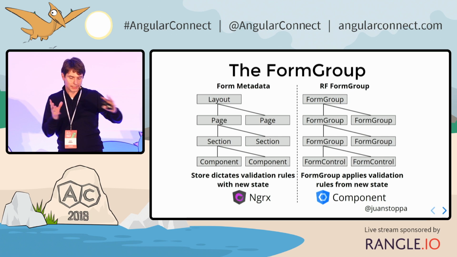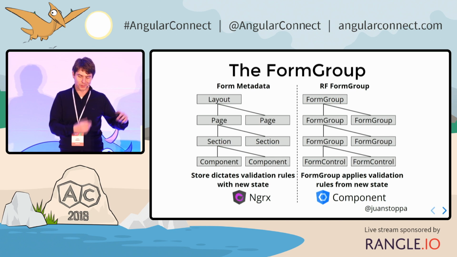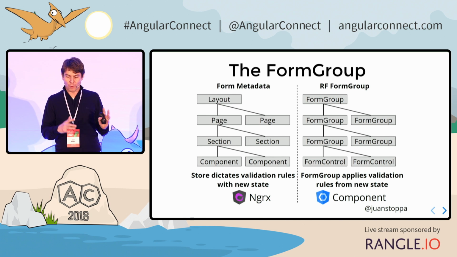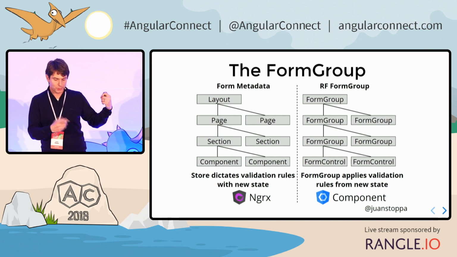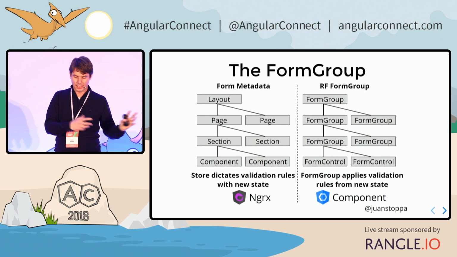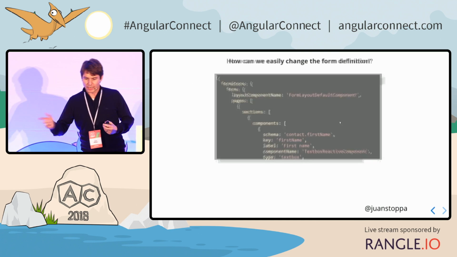So the form metadata is stored in the NGRX store, or Redux store. The form group lives at the component level, and it just takes the new state from the form metadata and applies the validation rules. And let me, all right, sorry.